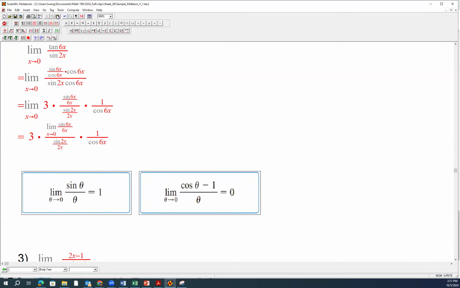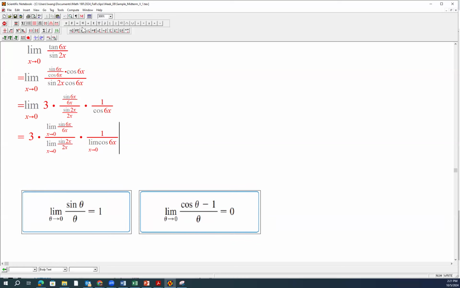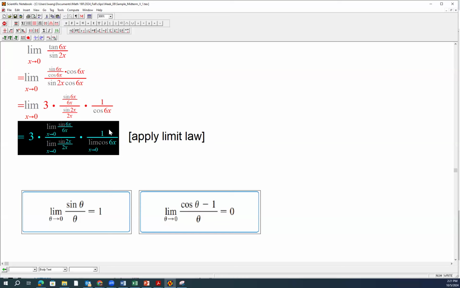Don't drop this limit in this case. Okay, don't drop this limit. If you drop this limit, it will not be true. It will be wrong. Okay, so this step is the result of applying limit law. Can we apply limit law? We can, because we have guaranteed that each individual term we apply limit to has a limit, right?